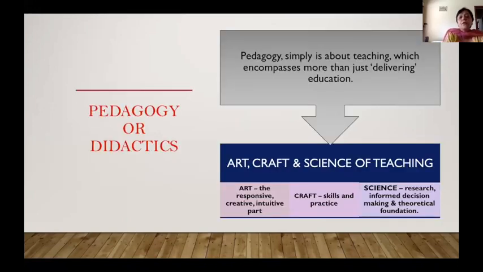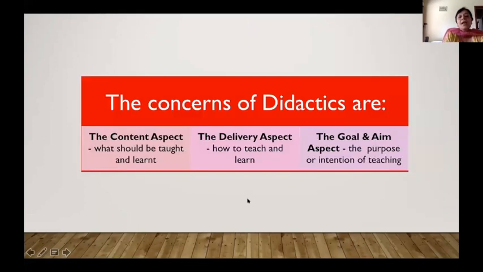Now, if you look at pedagogy, it is all about teaching. And if you look at it very critically, it is about the art, craft, and science of teaching. Now, art has to do with the intuitive, creative part. Craft has to do with the skill and the practice of pedagogy. And science has to do with the informed decision making and the theoretical foundation. Whereas lecturing or didactics is more to do with the content aspect, the delivery: what you are going to teach, how you are going to teach, and what is your purpose of teaching.